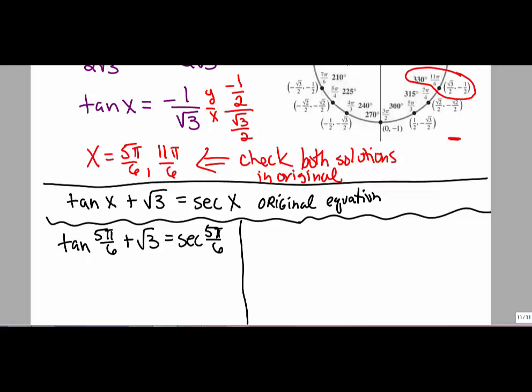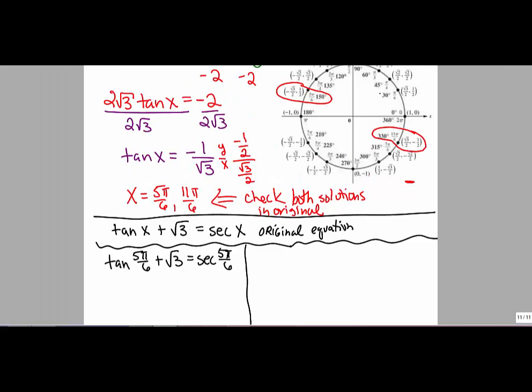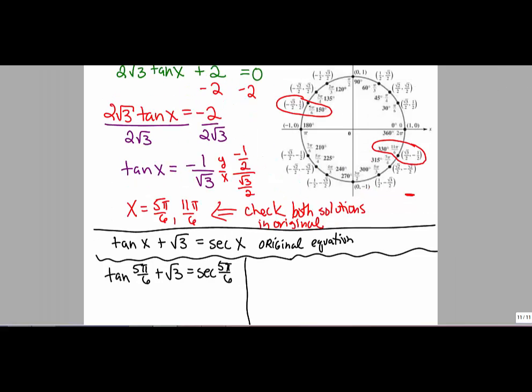So if we go back and we look at our unit circle, so let's shrink this down a little bit. 5 pi over 6, the tangent value of that was negative 1 over the square root of 3, or square root of 3 over 3, and that was a negative value. So let's go ahead and rationalize that. Instead of writing it as 1 over the square root of 3, let's write it as negative square root of 3 over 3 plus the square root of 3 equals the secant value of 5 pi over 6. If we go up to the top, the secant value, of course, would be the reciprocal of the cosine value. So that would be negative 2 divided by the square root of 3.